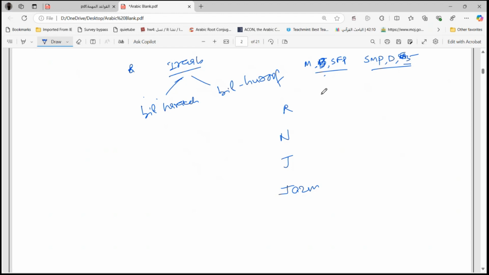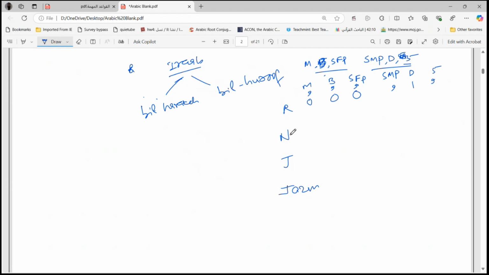Now rafa, nasab, jar. Let us write down mufrad, broken plural, sound feminine plural, sound masculine plural, dual, five. Let us keep on writing how each will show the i'rab in the rafa state. Dhamma, dhamma, dhamma. Is that clear? Sound masculine plural, wow. Dual, alif. Asmaul Khamsa, wow. We'll do the fa'il later.